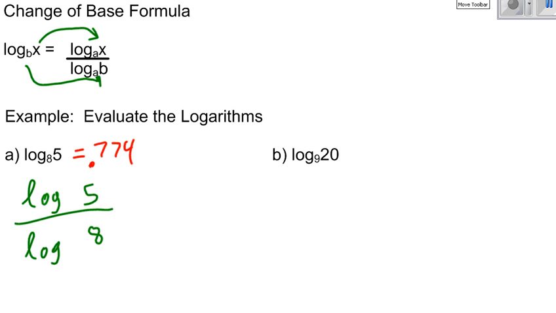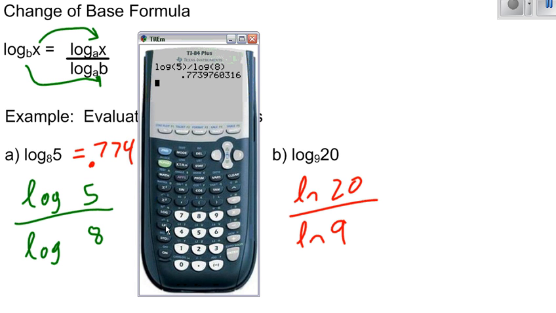You could do the same sort of thing with natural log, like I said. So this one, we could do the change of base formula and write it as natural log of 20 over natural log of 9. Or you could do the common log, it doesn't matter. Natural log of 20 over natural log of 9. So you get 1.363.